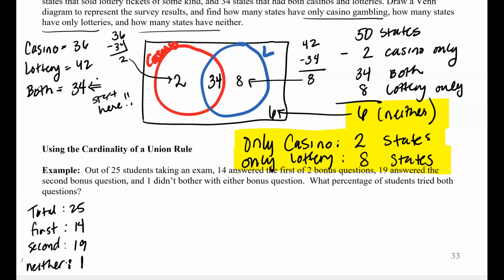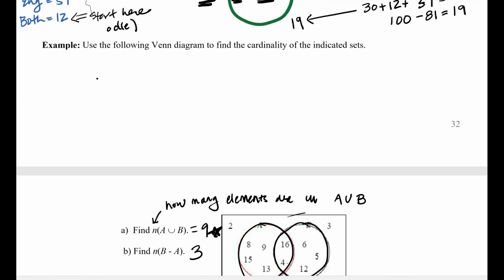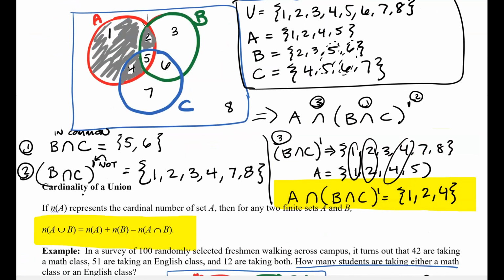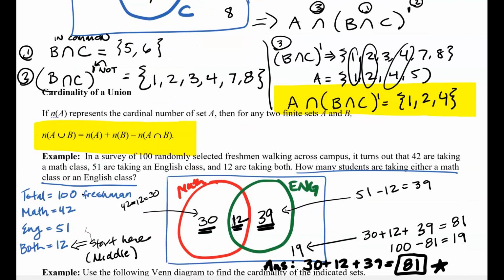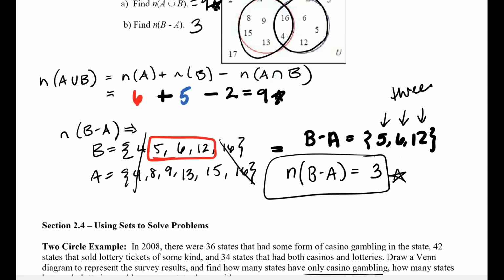So in this case, it was 34, and then if we look above, what was on the previous page, we were given that 12 students were taking both a math and an English class. That makes the problem easier when you're given that both number. So with the problem that we're working on, it's a little bit harder because we're not given that.